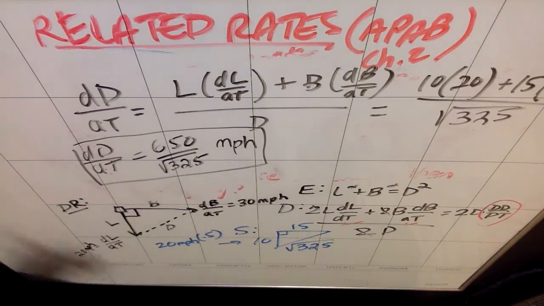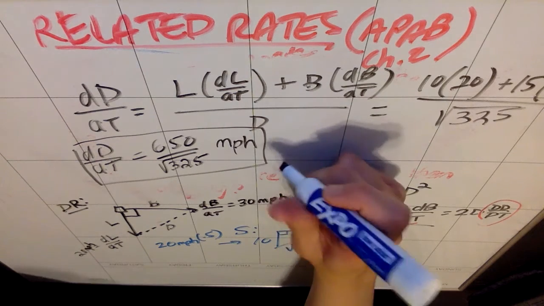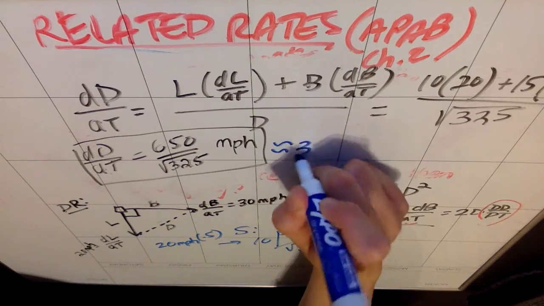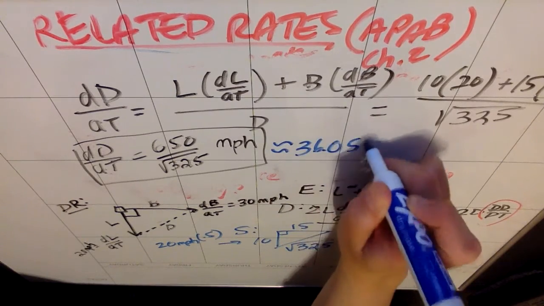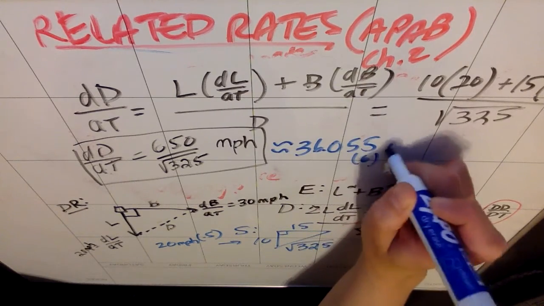Now, if it's a calculator section and you want to, you can go ahead and clean that up and make that into a decimal, and that's fine. You could do 650 divided by the square root of 325, and nobody's going to care. One of the nice things about calc, right, so this is approximately 36.055 or 6, depending on if you round or truncate, miles per hour.